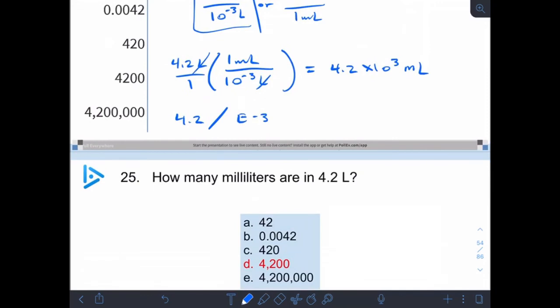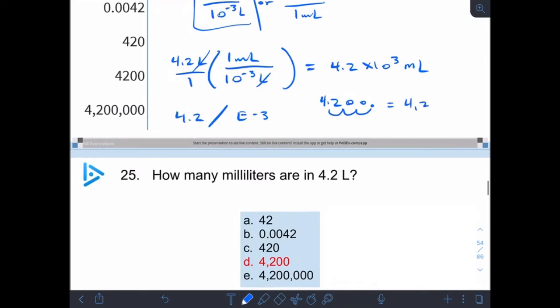Right, so 4.2 times 10 to the 3. Let's remind ourselves about converting to standard notation. So if I have 4.2 and I'm going to convert it to standard notation, I'm going to move my decimal place 3 spots. And it's a positive exponent, so I'm going to make it a big number. So I'm going to move to the right: 1, 2, 3. I'm going to put my decimal place right there and fill in with zeros. So that's how we get 4,200 milliliters for our answer.